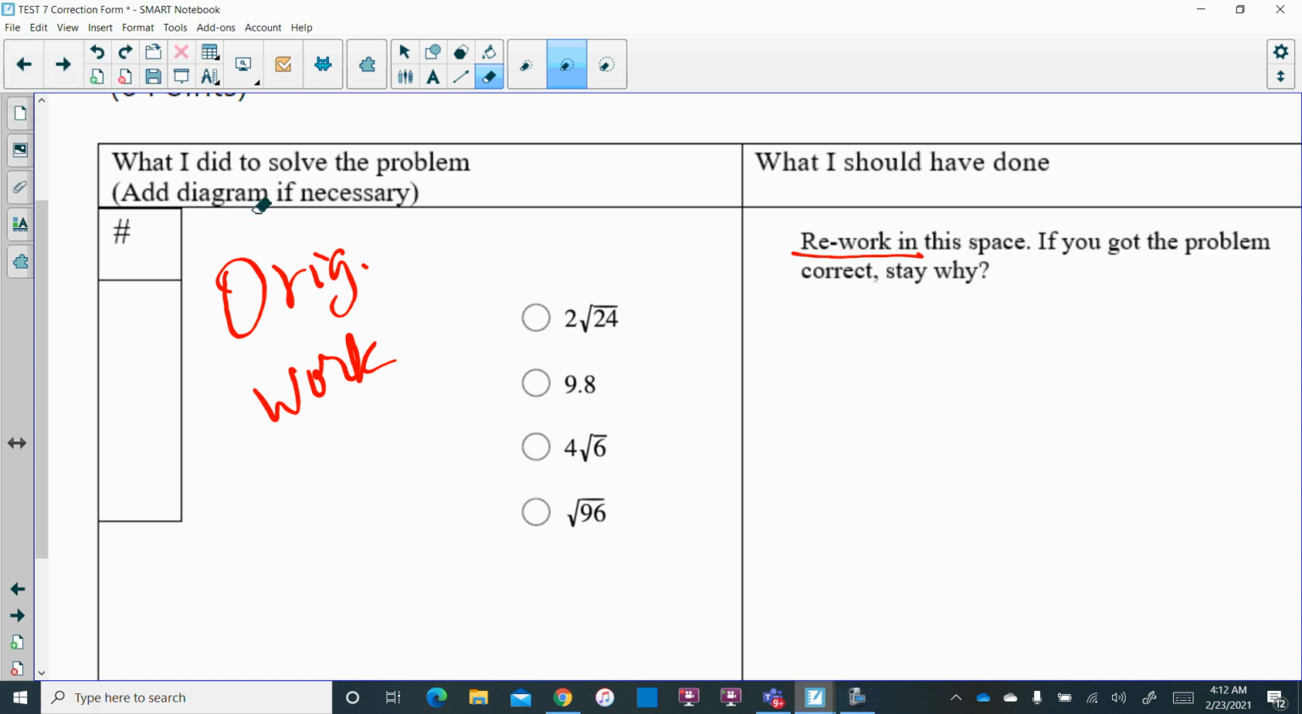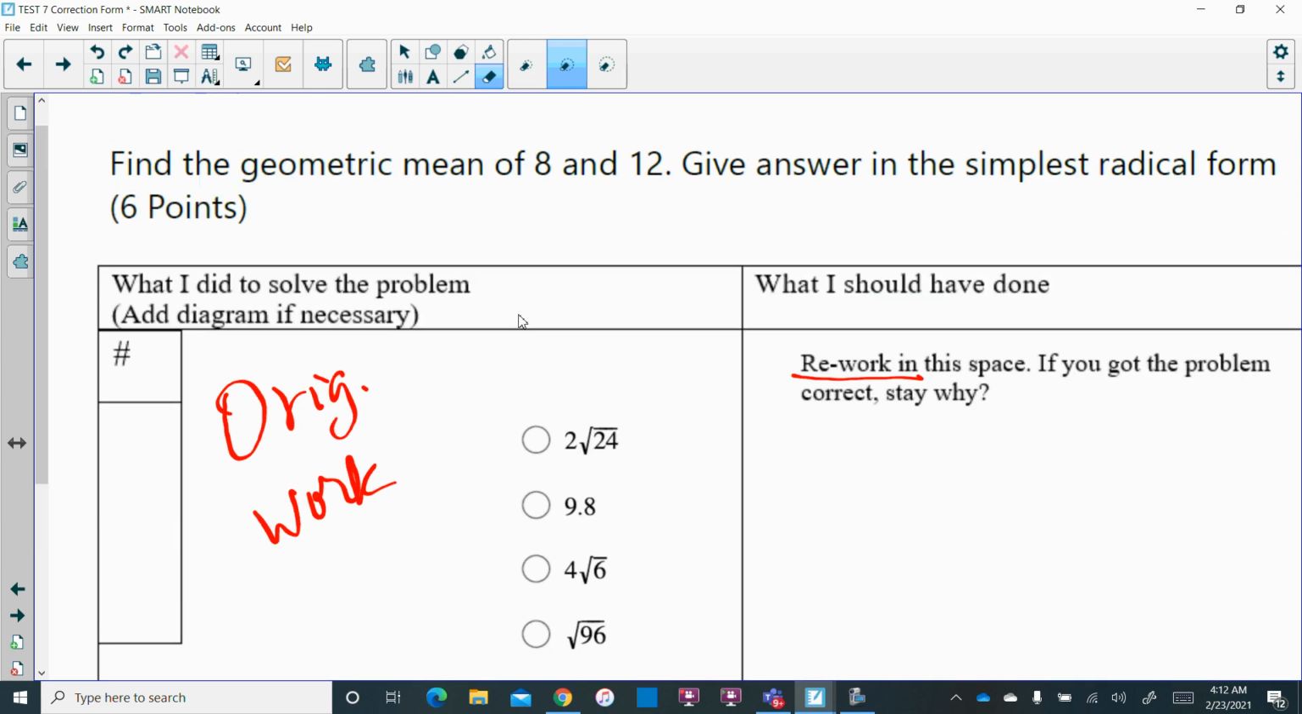Okay, this playlist is going to take care of the second section of the test, which is geometric mean. Your setup is going to be the same. Original problem in the first box, the rework in the second box.